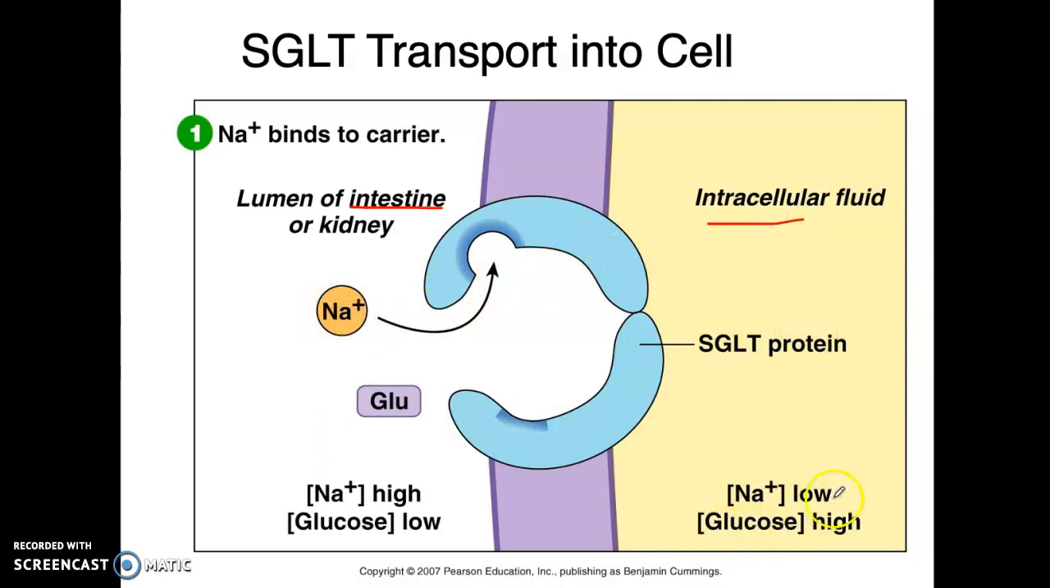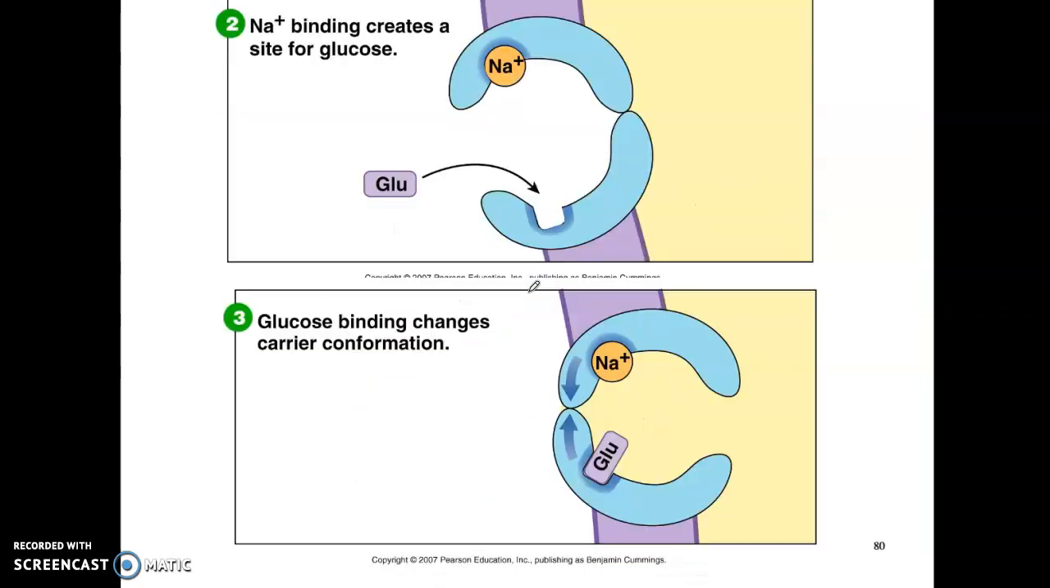Okay, here it's showing you that sodium is low. And it's the other way around for glucose. Glucose is low here and higher in the cell. Even though you ate that huge burger, you think that's a lot of glucose, but this cell is doing pretty well with glucose. It's got enough. Okay, so what we need to do is attach this sodium there into a region of this protein where the sodium is going to attach. So let's go on and see.